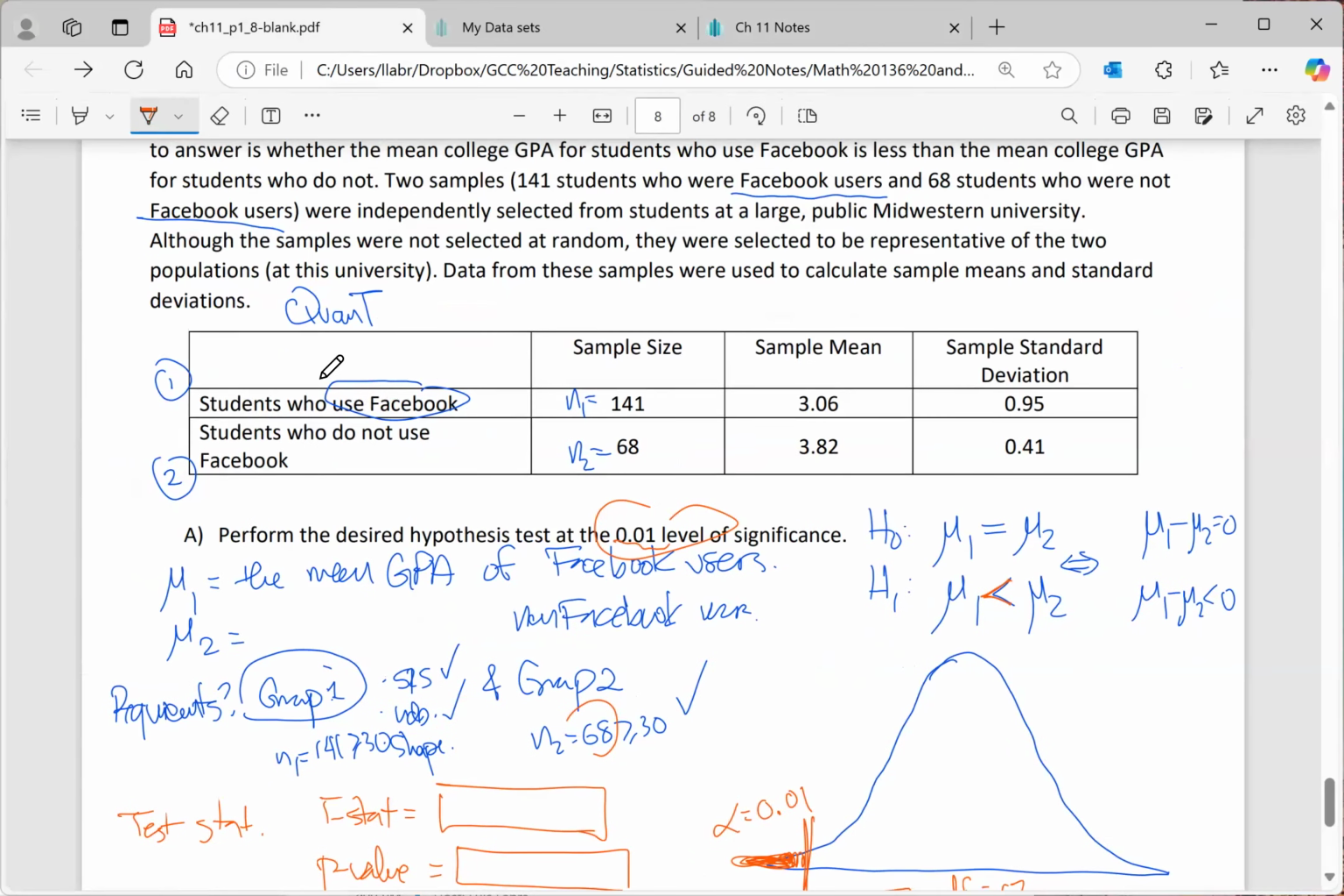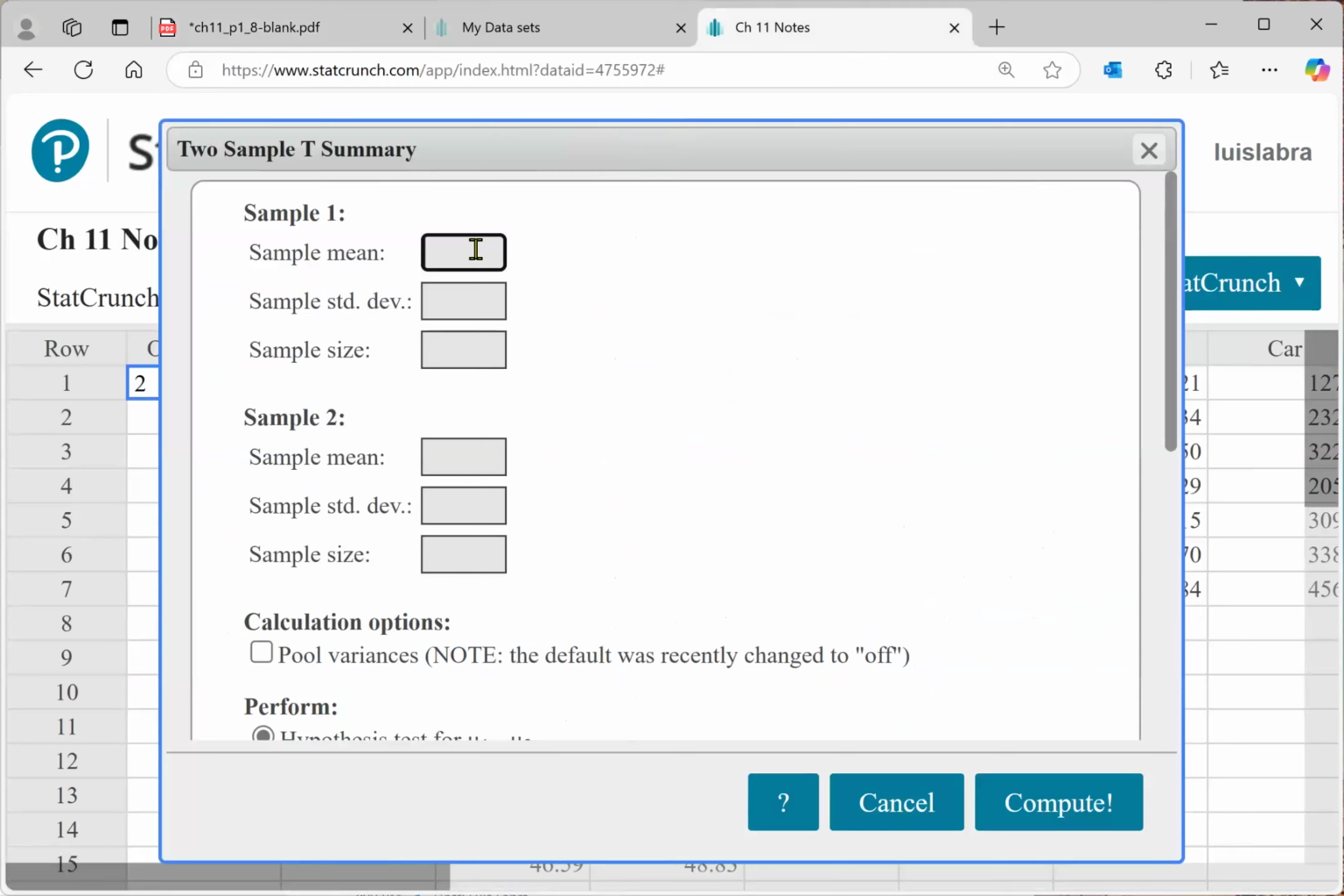Sample 1 is Facebook users. So that's 141, 3.06, and 0.95 as the sample summary. And then group 2 will be the 68, 3.82, and 0.41 in their relevant places. So the sample mean is 3.06 for group 1. Standard deviation, 0.95. Sample size, 141. The second one, sample mean is 3.82. Sample standard deviation is 0.41. And my sample size was 68. So that's all the information that we need.